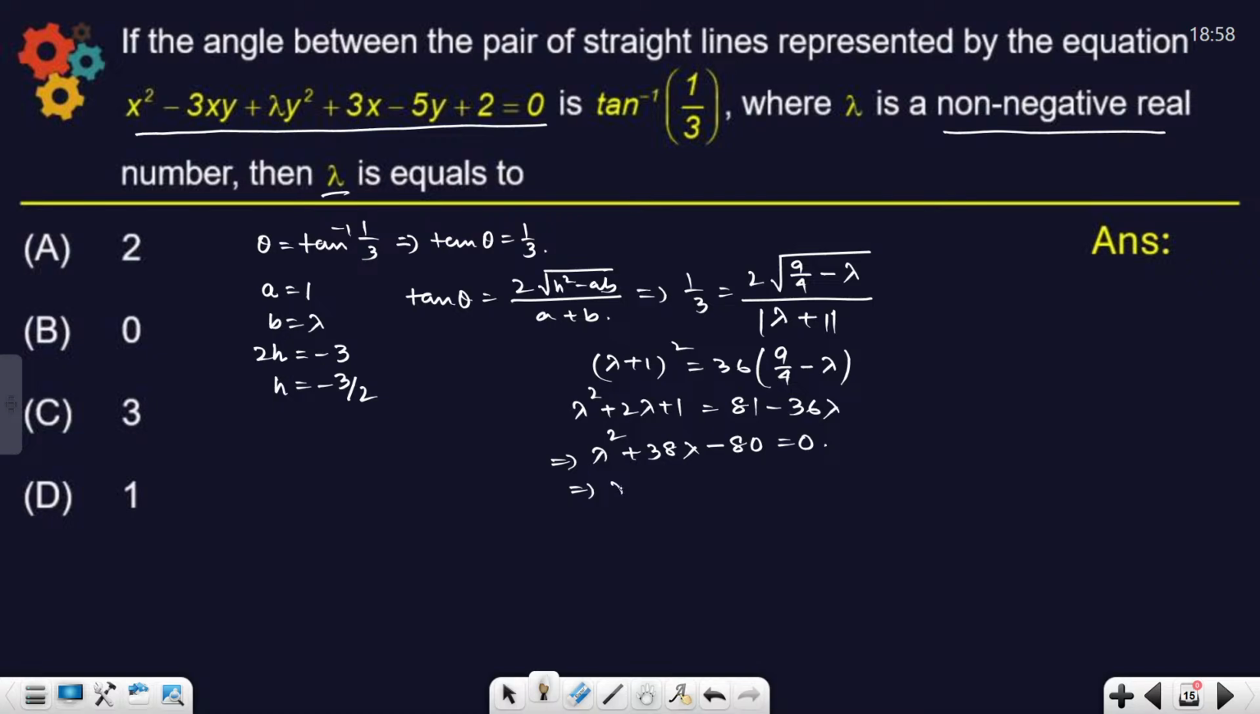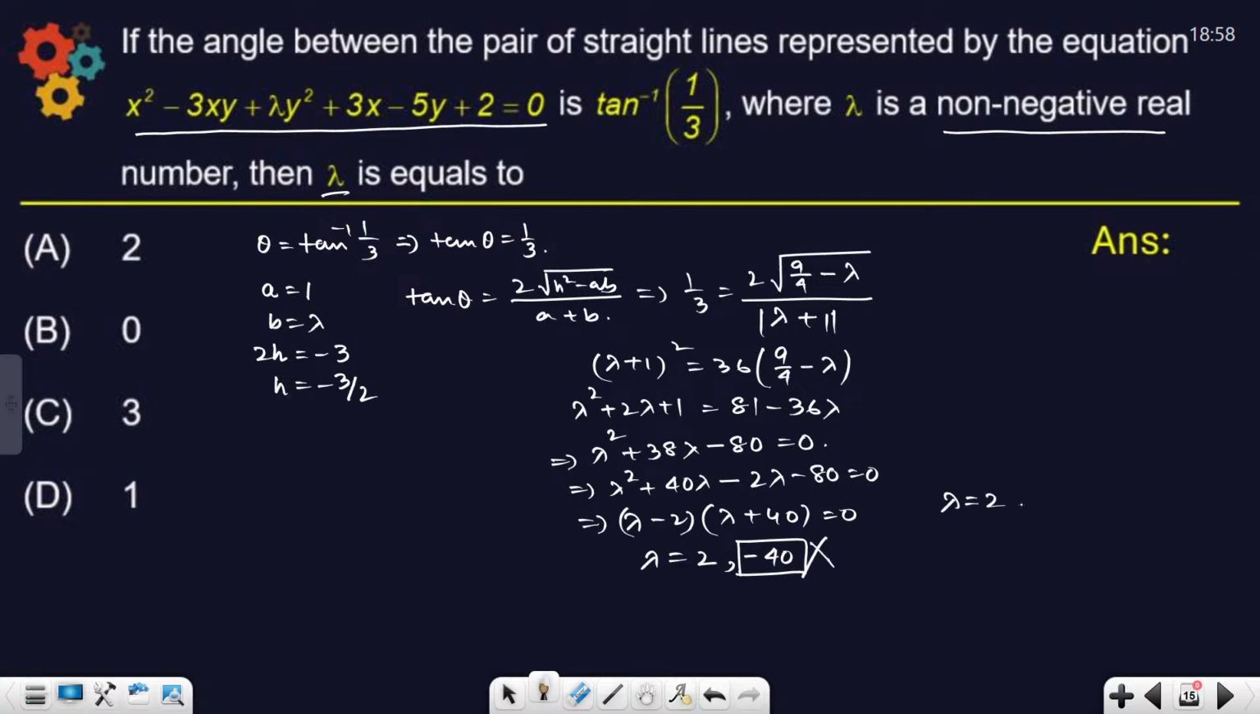Right? So lambda square plus 40 lambda minus 2 lambda minus 80 is 0. From here we are getting lambda minus 2 into lambda plus 40 equals 0. So lambda is either 2 or minus 40. But they have said that lambda is a non-negative real number. So lambda equals minus 40 is impossible. Okay? So the required value of lambda is 2. Hence option A is correct. Is it clear to all? Absolutely? Okay. Let's move to the next problem.